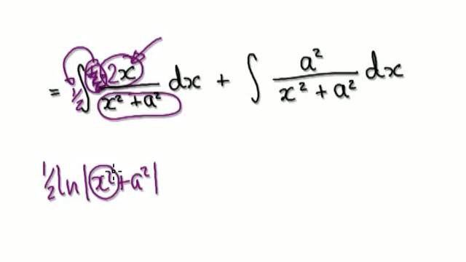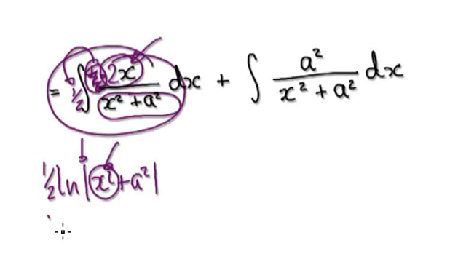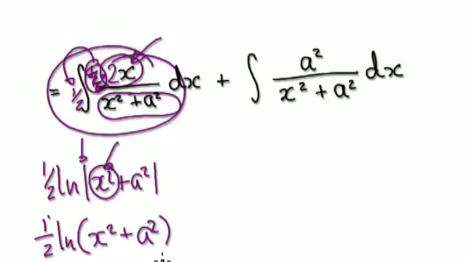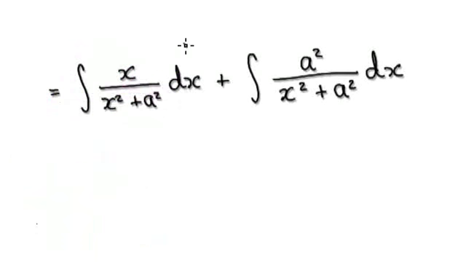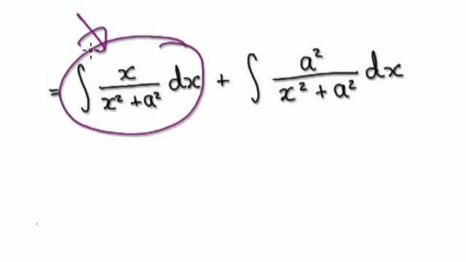But then this x squared is always positive, so we don't really need the absolute value. So this thing here will then become a half natural log. We can use brackets now because we don't need the absolute value there. So it then becomes this. When you integrate this, it becomes this. But let's leave this for the time being. We can integrate this quite easily.